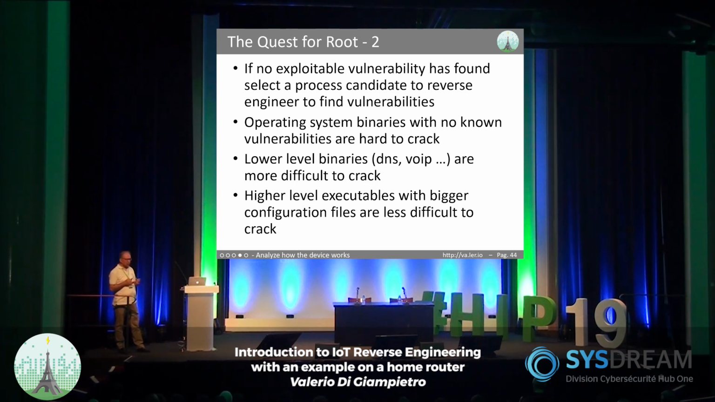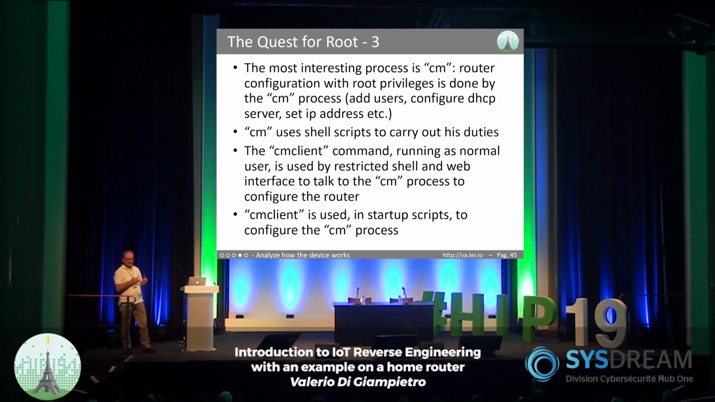Operating system binaries with no known vulnerabilities are hard to crack, because if nobody else has already found a vulnerability, it will be difficult for us to find one. Lower level stuff, like stuff related to DNS or VoIP or other special devices, is usually more difficult to crack because it does one specific thing and has a smaller attack surface. Higher level executables, like those with bigger configuration files, are usually less difficult to crack because they have a larger attack surface. Analyzing the processes, the most interesting one is the configuration management process.